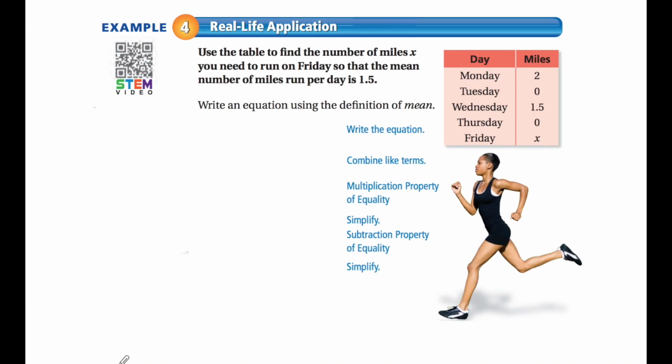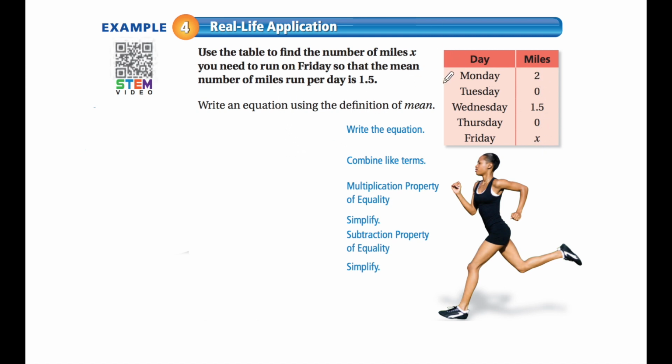Alright, example 4 is our real-life application. They want us to use the table to find the number of miles, x, you need to run on Friday so that the mean number of miles run per day is 1.5. So they gave us this table over here, Monday, Tuesday, Wednesday, Thursday, Friday, and how many miles we ran on each. How many miles do we have to run on Friday so that our mean or average is 1.5?